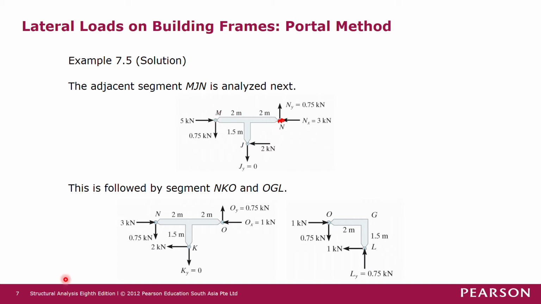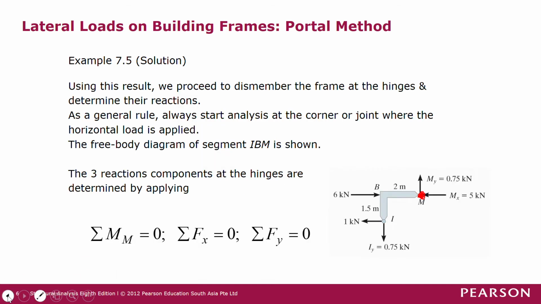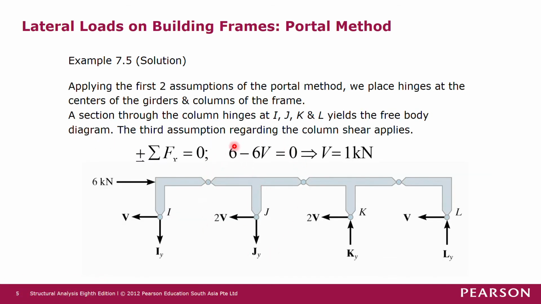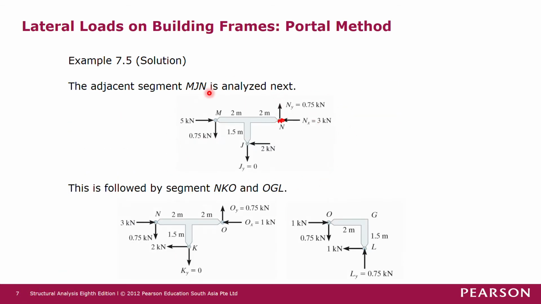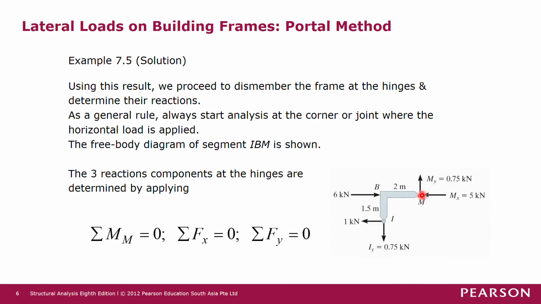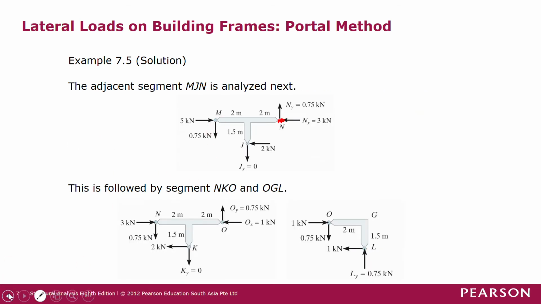Okay, so when we take this part of the building frame, we detach this part of the structure from this hinge and this hinge here, so it will look like this. As I mentioned, at joint M here and joint M here, they are the common joint, so the forces must be complementary to each other.